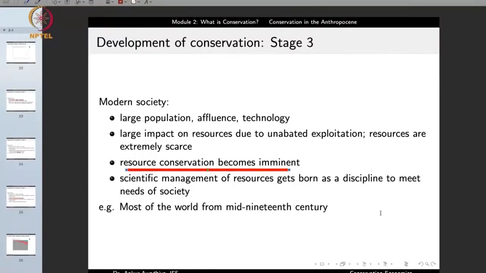But to make use of these resources in a sustainable manner, we not only require this feeling or devotion to conservation, but we also require the means to perform these operations. So we need not just a willingness, but also the technology and the economic inputs that will make this possible. Most of the world from the mid 19th century is now in this stage. So conservation has become a very important part of life these days.